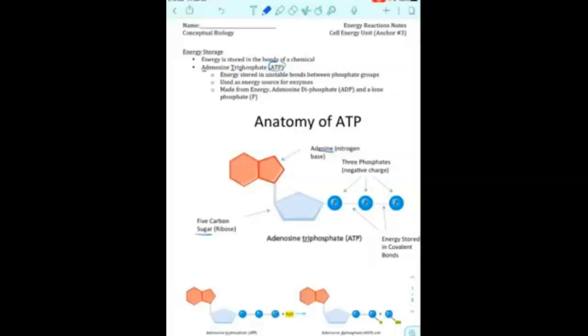But the most important part of ATP is over here on the right side, and that's where you'll find 1, 2, 3 phosphates. Let's number these. There's 1, 2, 3 phosphate groups. And these phosphate groups are all negatively charged. They all have a negative charge.